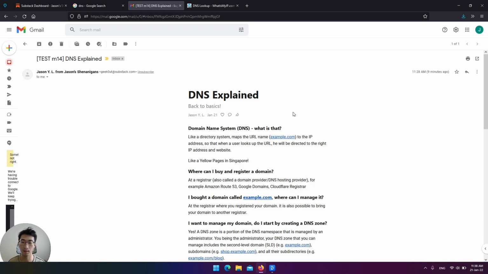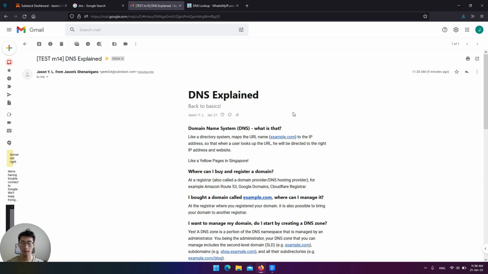So let's say you have already bought a domain called example.com. How can I manage it and where can I manage it? So usually you can manage it at the registrar where you registered your domain. And you can also bring it to other registrars to manage it as well. So let's say you bought it on Google, you want to bring it to Amazon to manage it. It's totally possible.